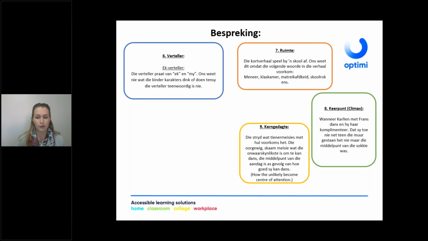And then the thing I want you to remember, that the main idea is that a very unlikely person like Carlene, an overweight, shy, don't really stand up for herself girl, is very unlikely to be the center of attention at a function as big as a school sokkie. But this happens. So even the most shy, unlikely person can be the center of attention.